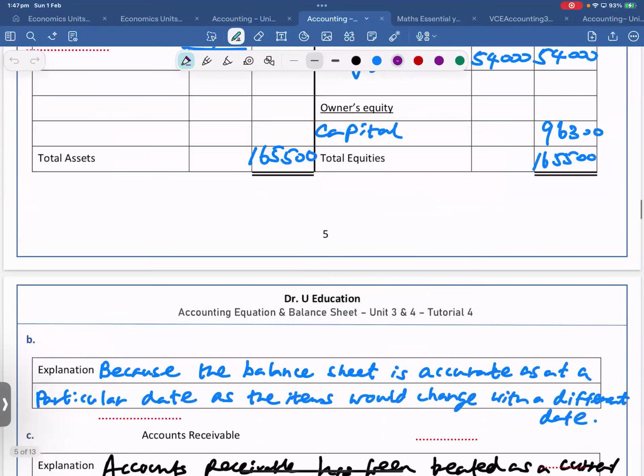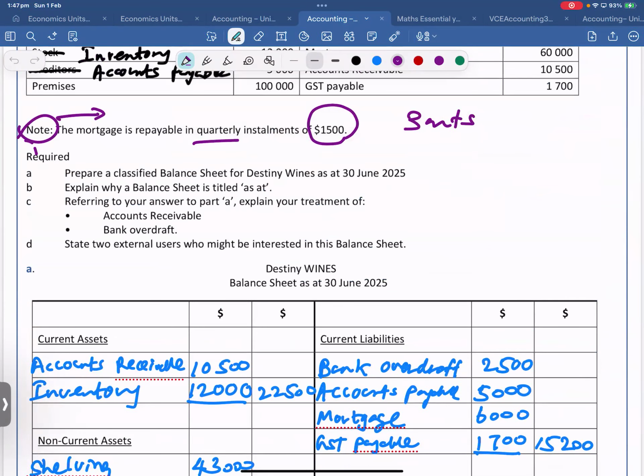Right. Part C, referring to your answer to part A, explain your treatment for accounts receivable and bank overdraft. So how would we write the answer for this one, Tanisha? Accounts receivable should be treated, or you can say has been treated, as a current asset. Why? As present economic control entity, as a past event. So within brackets, you have to say what the past events are.